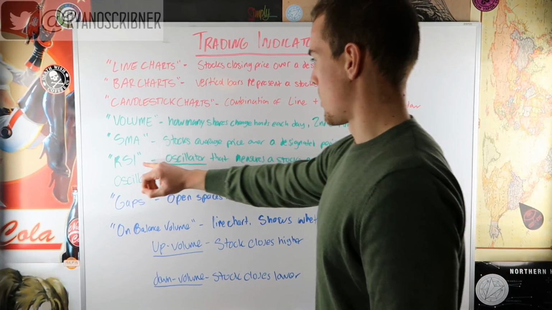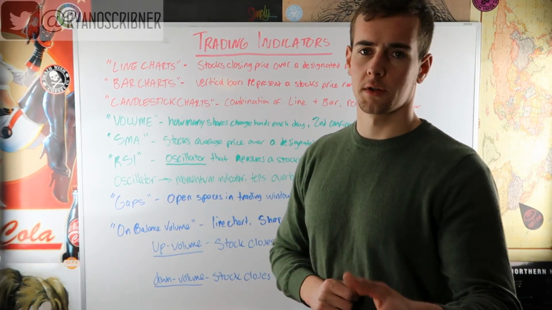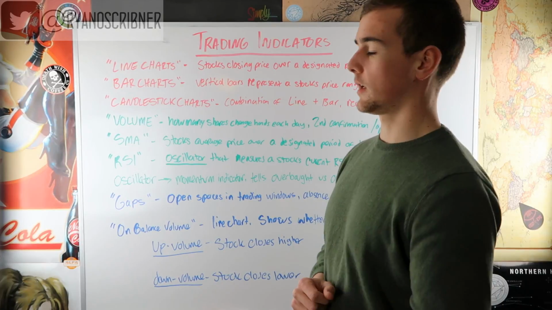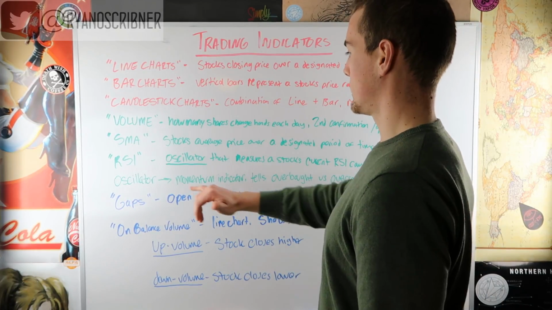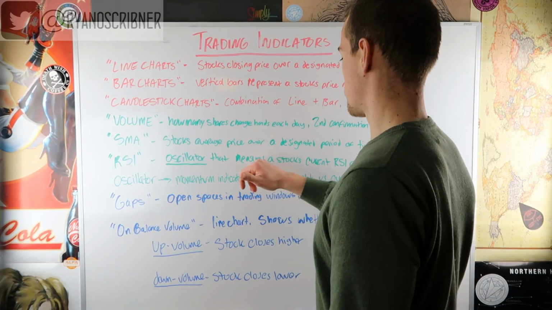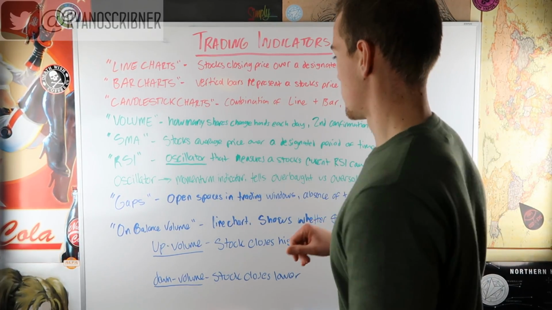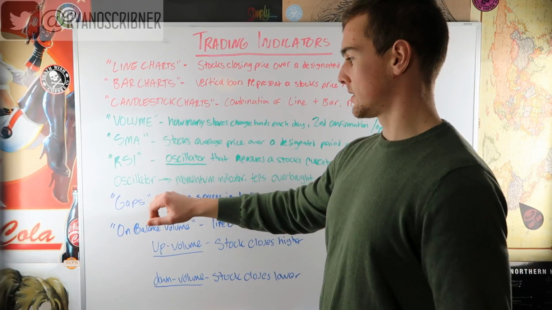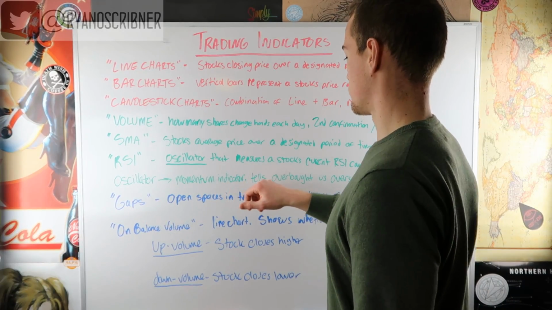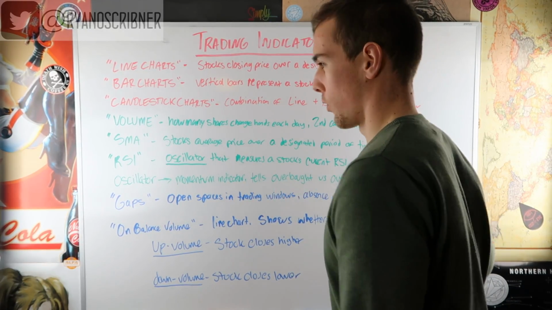Next is the RSI, which is either called the relative strength index or relative strength indicator. It means the same thing. What it is, it's an oscillator that measures a stock's current relative strength compared to price history. And an oscillator is a momentum indicator that tells if a stock is overbought or oversold.